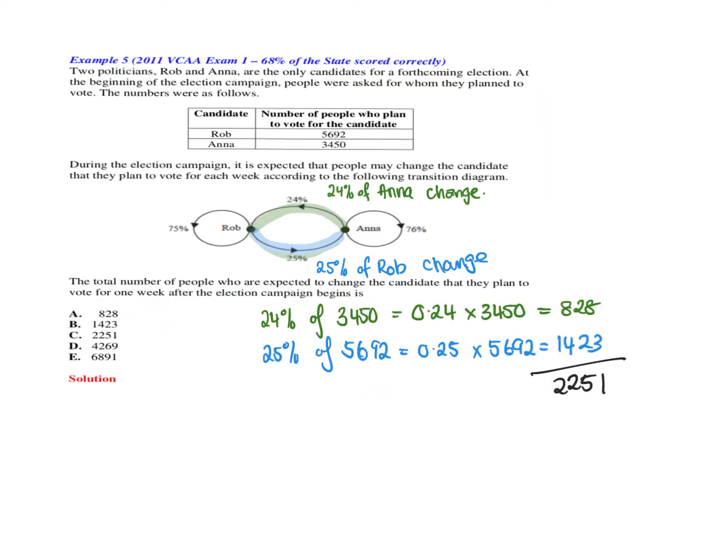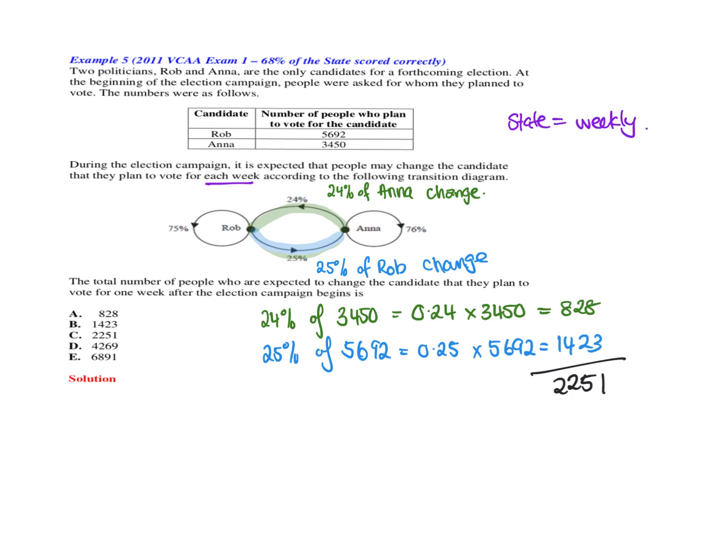Okay. Two politicians, Rob and Anna, are the only candidates for a forthcoming election. At the beginning of the election campaign, people are asked who they plan to vote for, and here the results are given. During the election campaign, it is expected that people may change the candidate they plan to vote for each week. So they're saying the state is weekly.